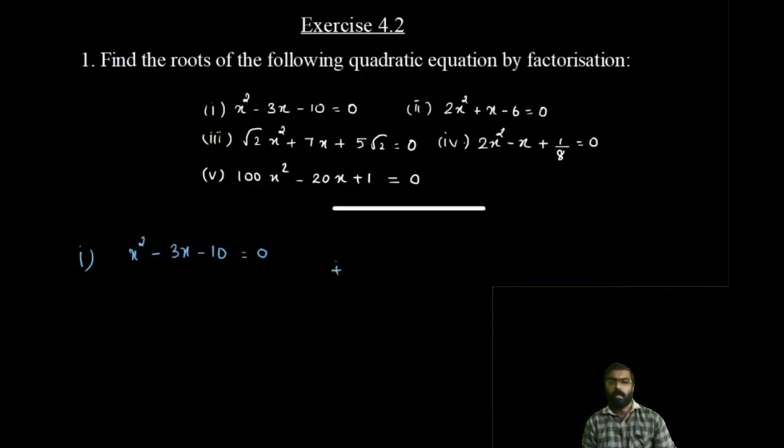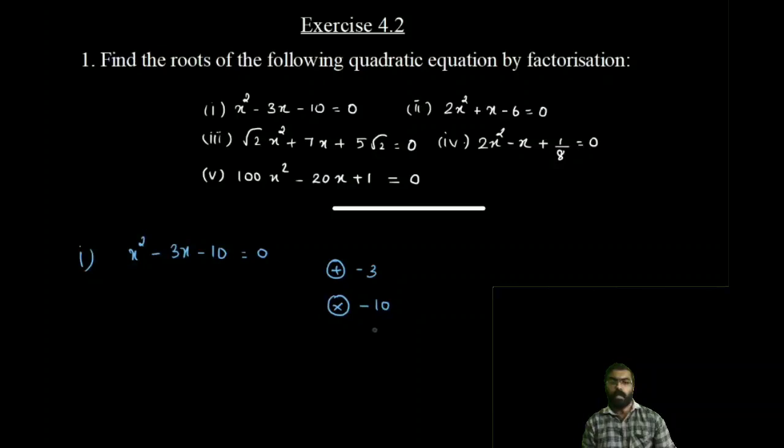Here the sum is the coefficient of x, that means minus 3, and the product is what? Coefficient of x square into the constant term. Here no number is written in front of x square, that means the coefficient of x square is 1. 1 into minus 10 we get minus 10. So we have to find two numbers satisfying these two conditions at the same time: the sum is minus 3 and the product is minus 10.